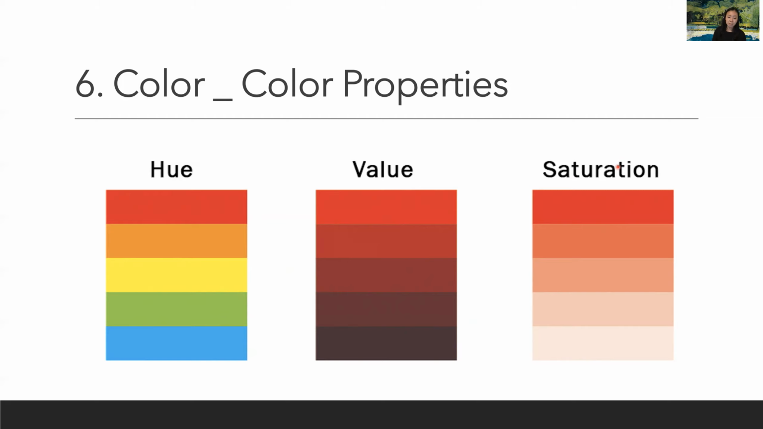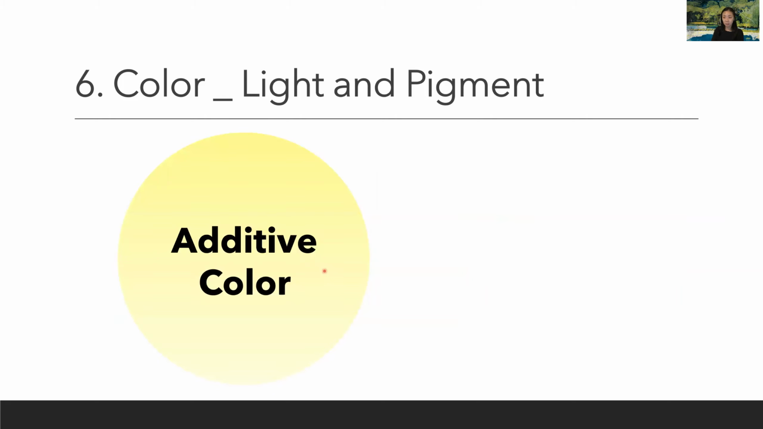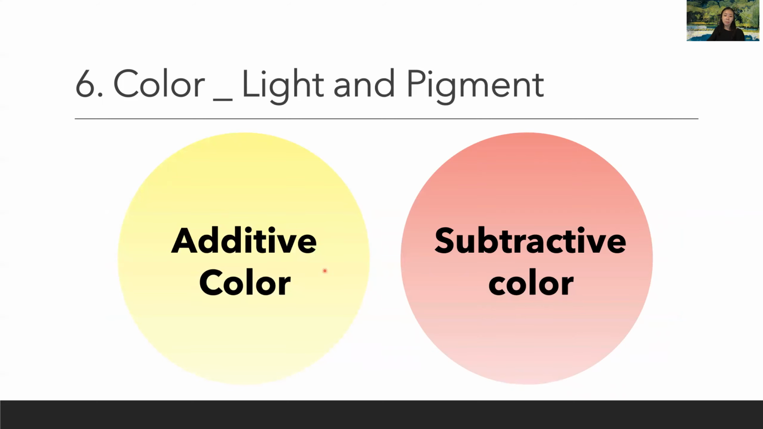So colors may be pure and saturated as they appear on the color wheel, or they may be dulled and softened to some degree. And there are 2 ways to see the colors by light and pigment. It's additive color and subtractive color. Let's see what these are.